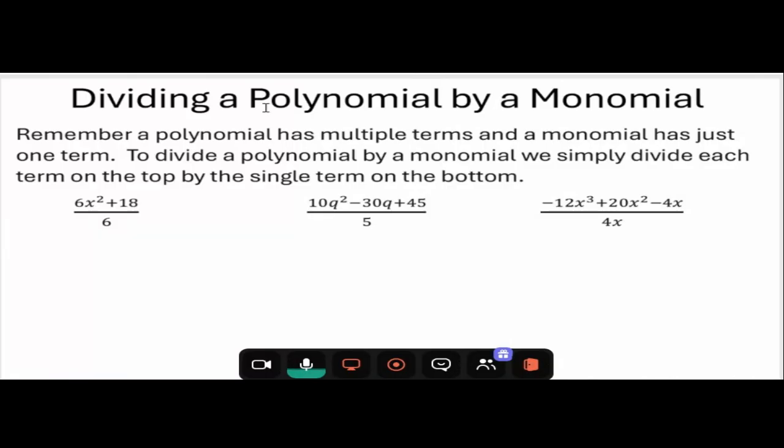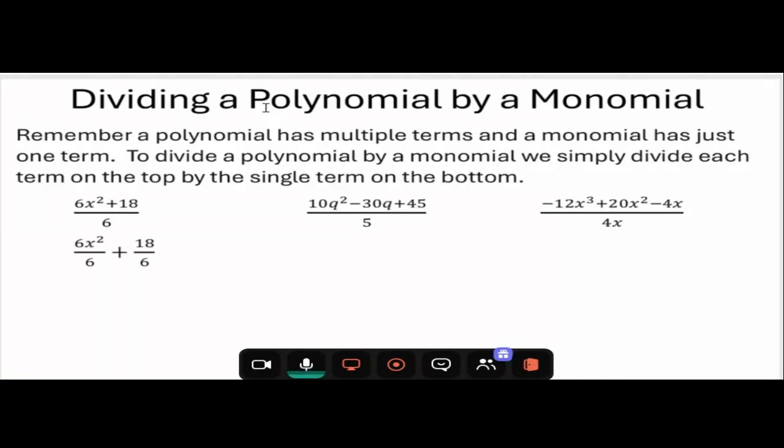So all you've got to do for this is the same. We're just reversing the process of adding fractions. Remember, when you add fractions, you get a common denominator, and then you put the fractions all together over that denominator. We're just going to turn this around. So we're going to say 6x squared plus 18 over 6 means we can just separate that out, each separate one over 6.